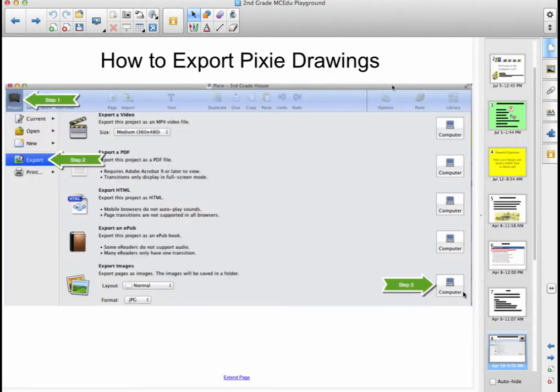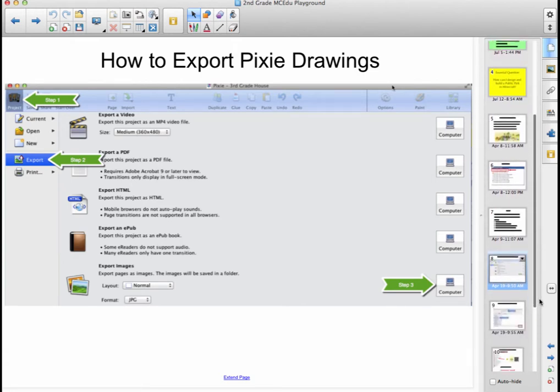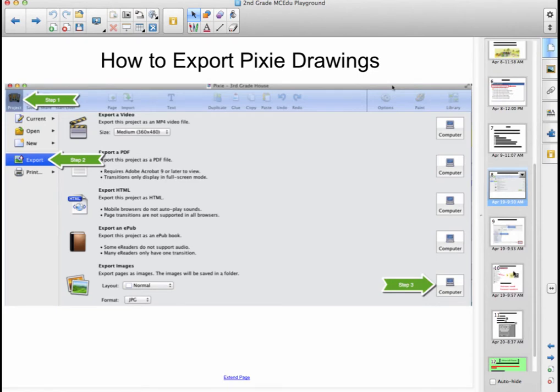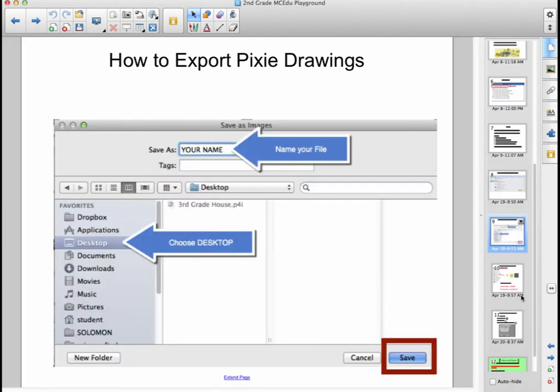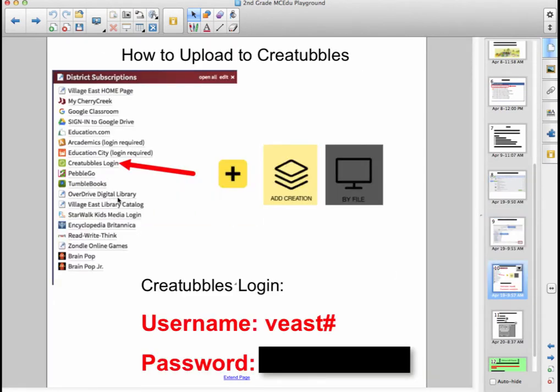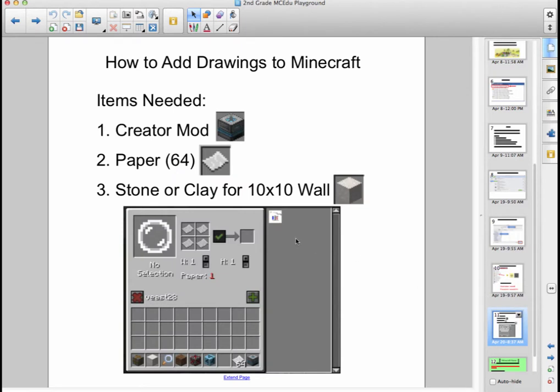So we talked about using Pixie as our drawing tool. You could use any drawing tool really, as long as you can create a JPEG file when it's finished. And we talked about how to save. And then we talked about how to go to the Creatubbles website, how to upload your picture onto the website. And then we talk about how to get that picture then into Minecraft. So Creatubbles has their own mod called the Creator mod, and you need 64 sheets of paper. And then you would need a wall that's 10 blocks tall and 10 blocks wide.